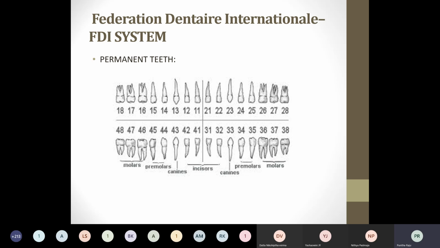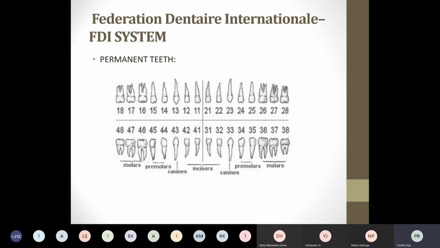The FDI method is the one which is approved now, and which is followed by all the dentists. So once they say it is 4-2, it means right lower central incisor. If they say it is 3-4, it means left lower premolar 1. So it is very easy. Once they tell you the number, it is very easy to tell which tooth it is. That is a major advantage of the FDI method.